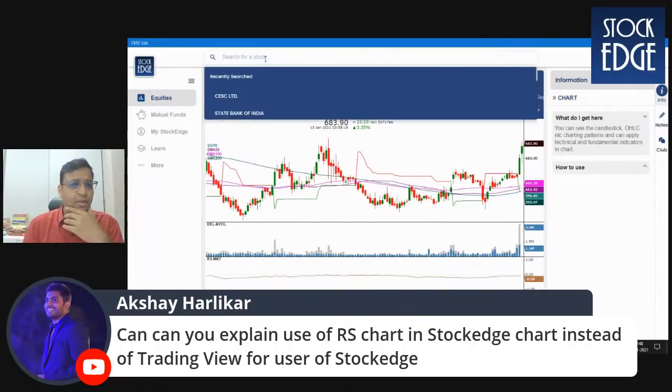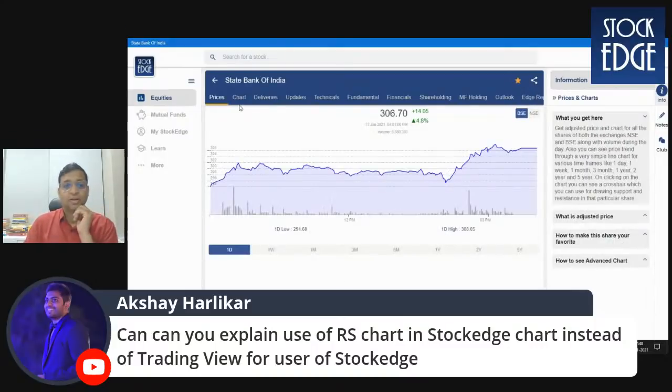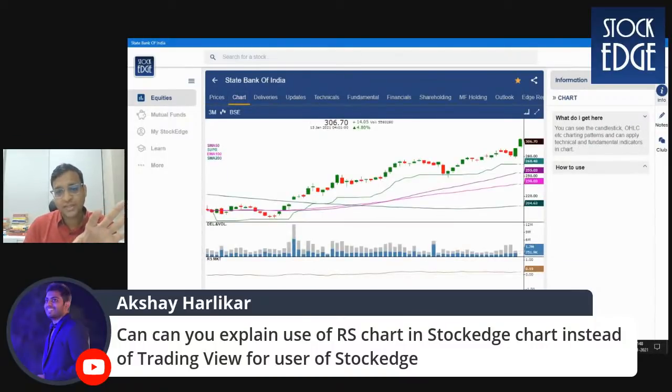Let's take some other stock. Let's take one more stock. Let's take State Bank of India. Now the same template which I have already explained will be used.